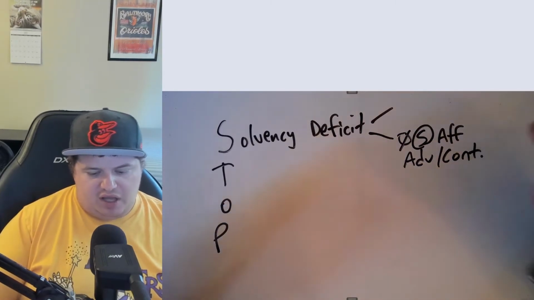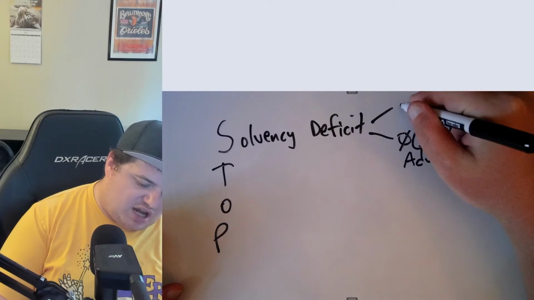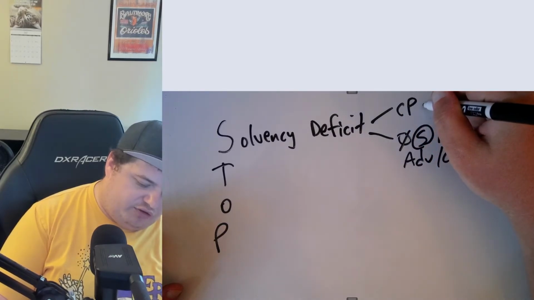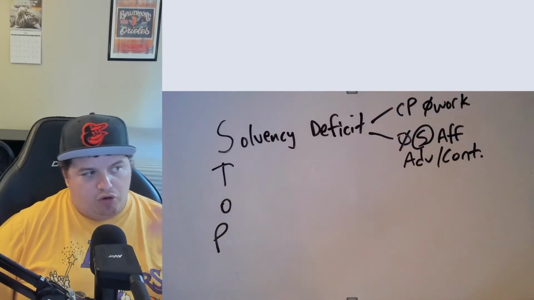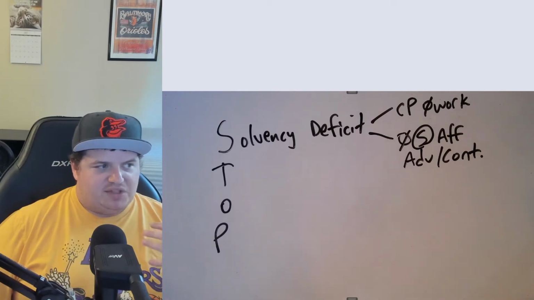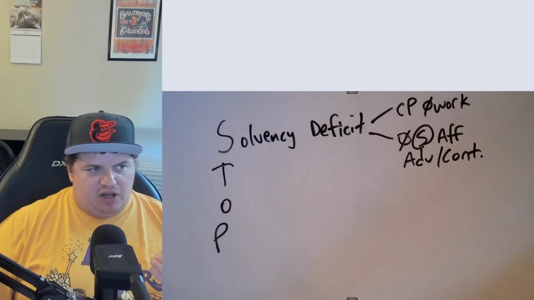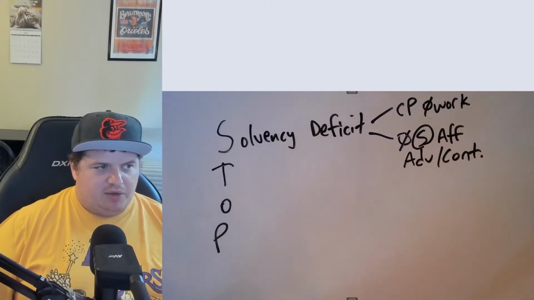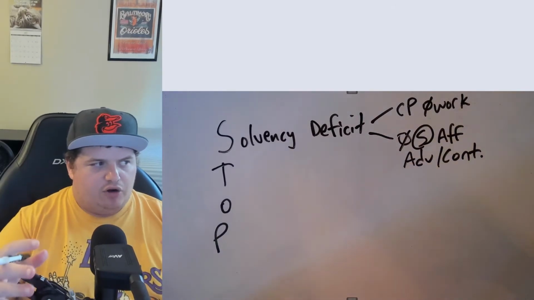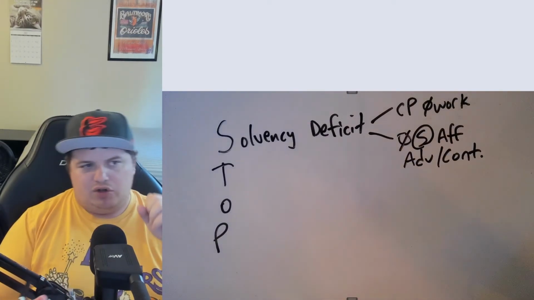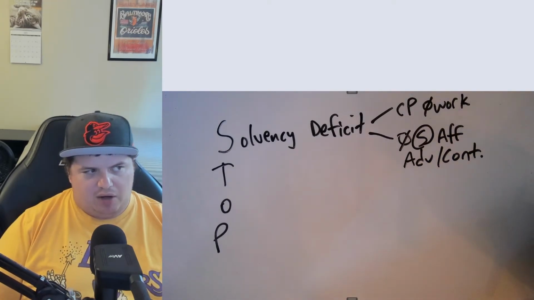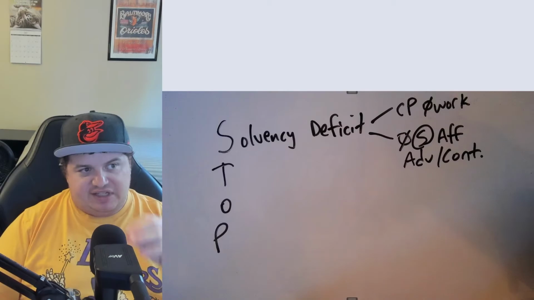It would also be a solvency deficit if you say the counterplan itself does not work. So if I say a UBI won't be successful, or there will be problems executing a UBI administratively, that would be different than the affirmative not being solved by the counterplan, because we're talking about how the counterplan itself is functioning in the real world rather than resolving hypothetical impacts in the debate world. So that would be a solvency deficit.